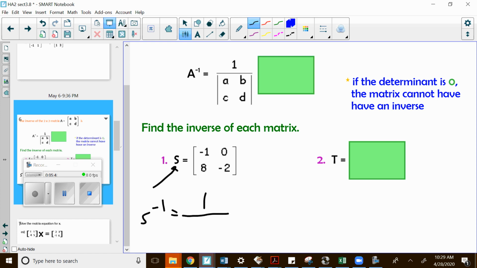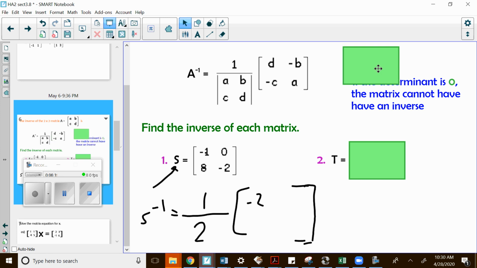Remember, the determinant of a 2 by 2 is this times this minus this times this. So 2 times 1, excuse me, 2 minus 0, which is 2. So the determinant of that is 2. So 1 over 2 times the matrix we get when A and D switch spots. So you'd have negative 2.